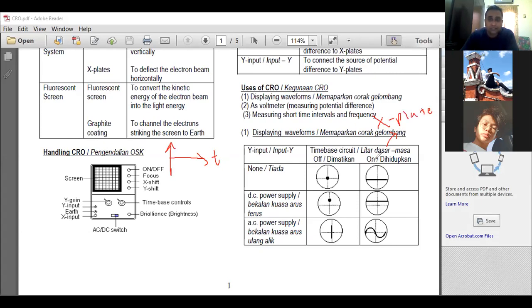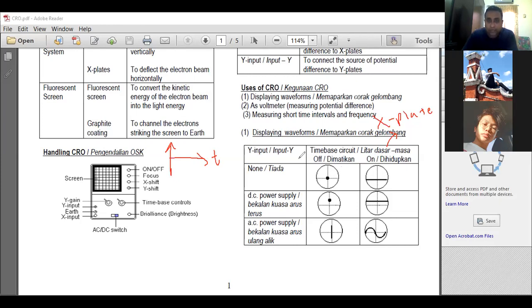Now when they say the time base is off, that means the X plate got no voltages applied. There's no voltage. That means the X plate will be neutral. But when they say the time base is on, what happens is the X plate will be applied with alternating voltage. Okay, that means when the electron passes to X plate, dia akan bergetar kiri kanan kiri kanan kiri kanan. Okay, but when they say off, that means the X plate got nothing.